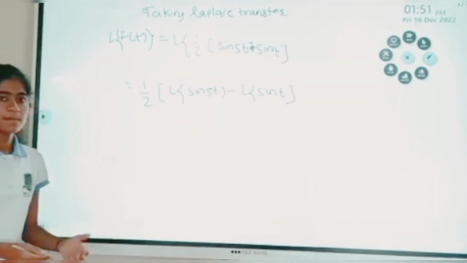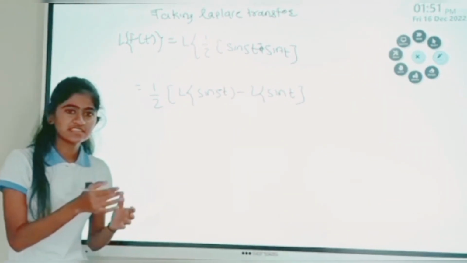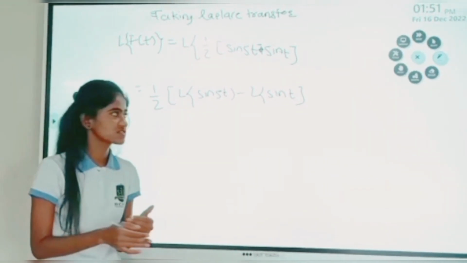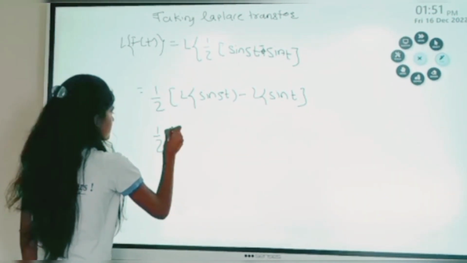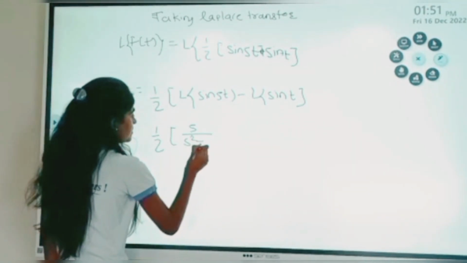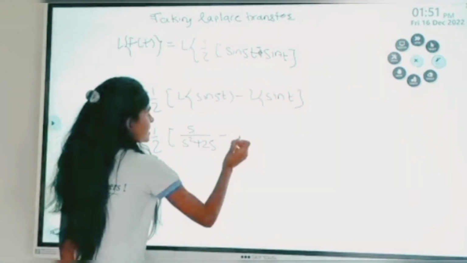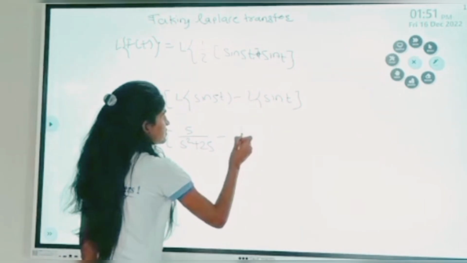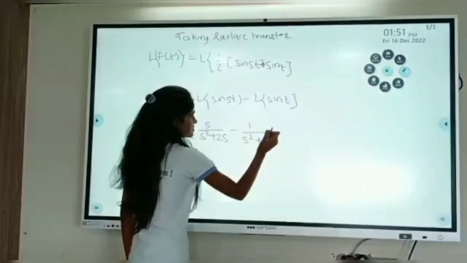As we know, the Laplace of sin at is a upon s square plus a square. So we can write the Laplace of sin 5t as 5 upon s square plus 5 square, which is 25, minus the sin t formula, which is 1 upon s square plus 1.